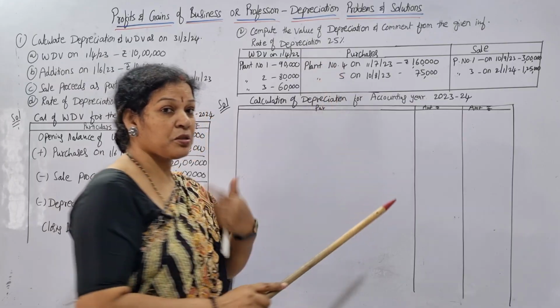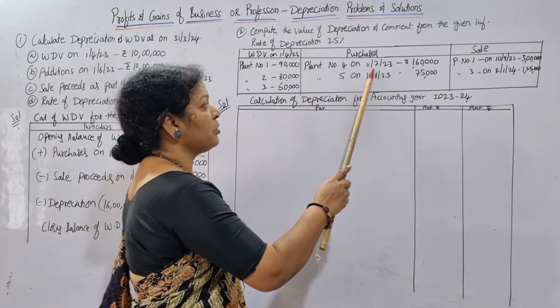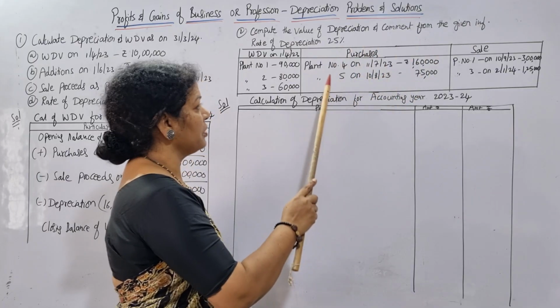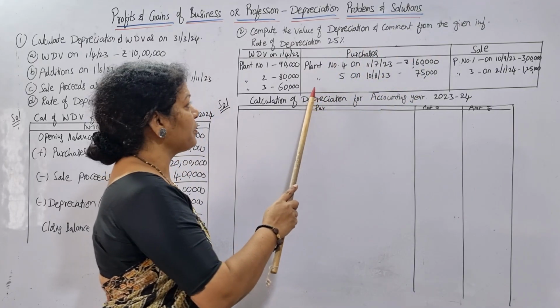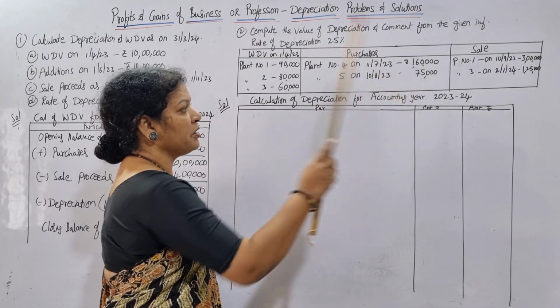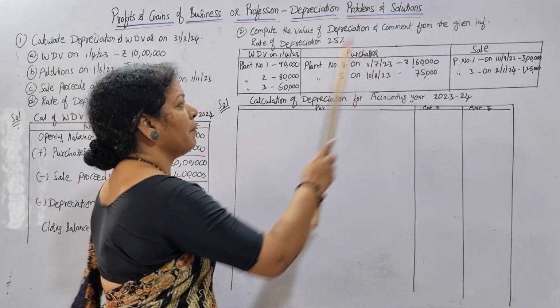Plant number 4. Next plant we purchased, that's on 11th July 23, 1,60,000. And also another plant we have purchased, plant number 5 on 10th August 23, 75,000. This is about the purchases.